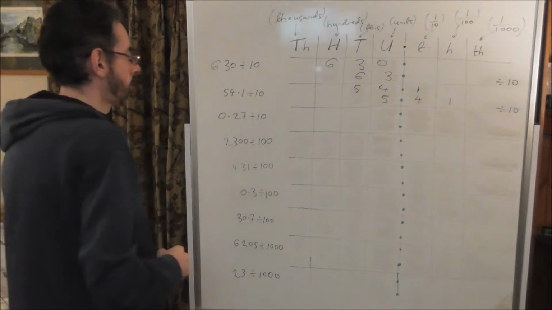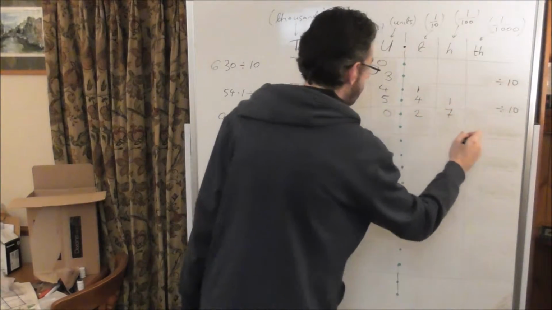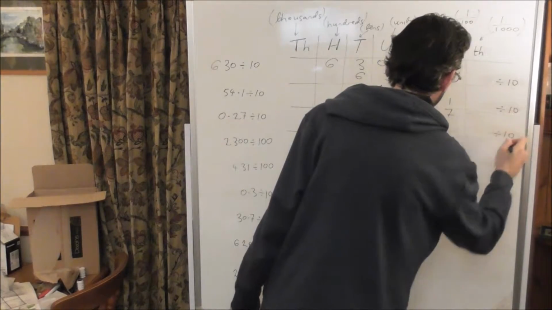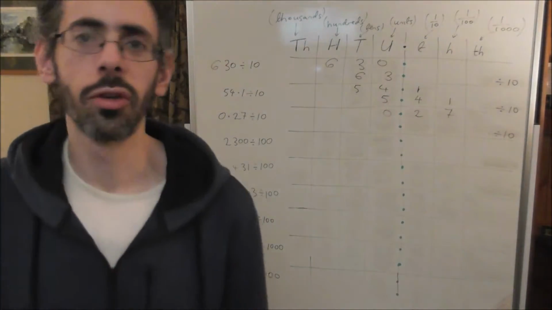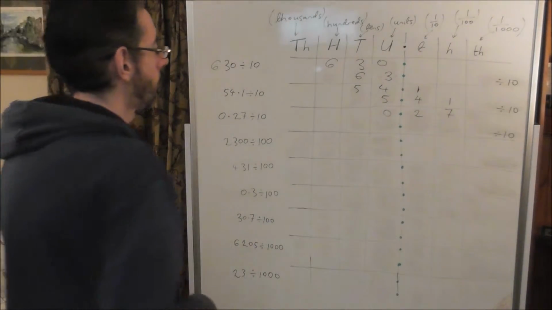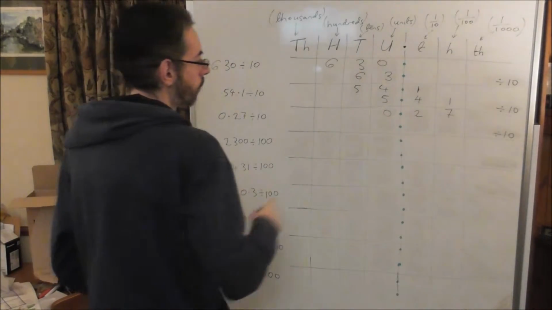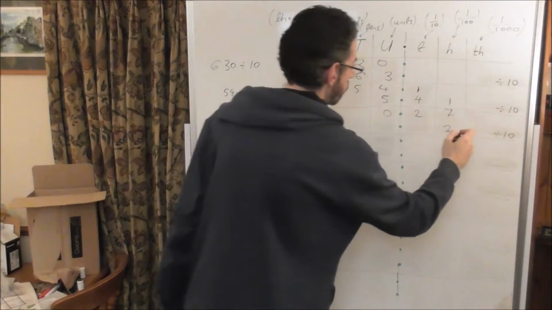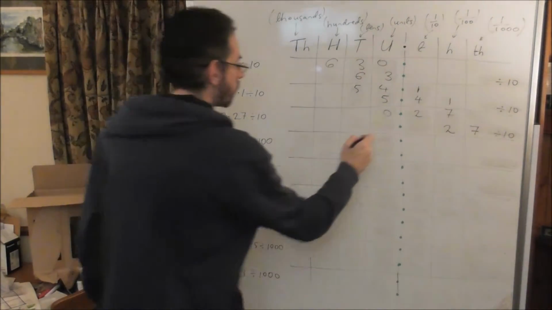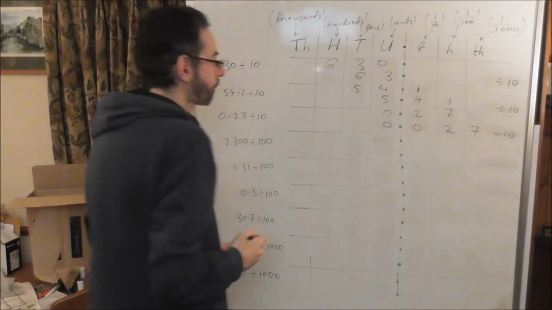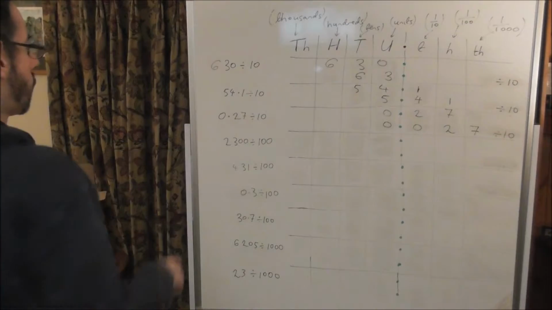Let's do 0.27 divided by 10. Again, there's nothing in the units column, so we can ignore that. You could move it if you wanted to, but I'm going to ignore it. The 2 in the tenths column moves to the hundredths column, and the 7 moves down with it to there. And we need some zeros to fill the gaps. So a 0 here and a 0 here. The answer is 0.027.